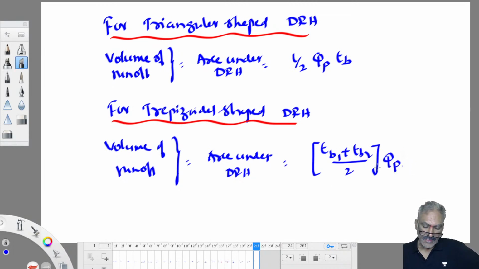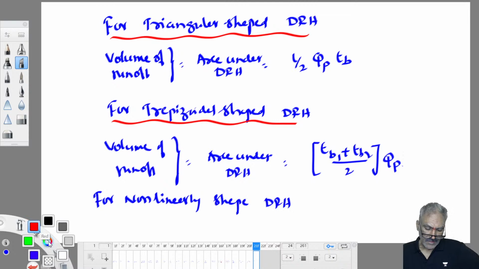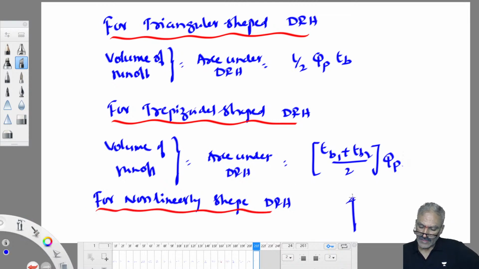Okay. So for non-linearly shaped hydrographs, they will give you ordinates. For a non-linearly shaped hydrograph, ordinates will be given to you like this.